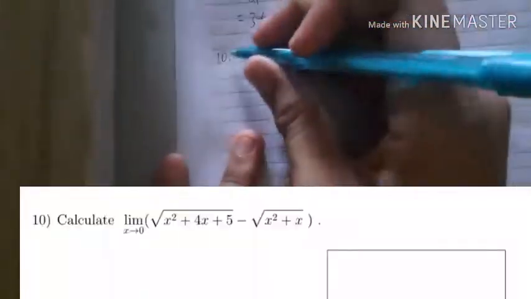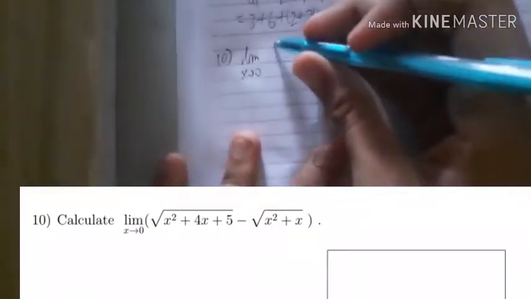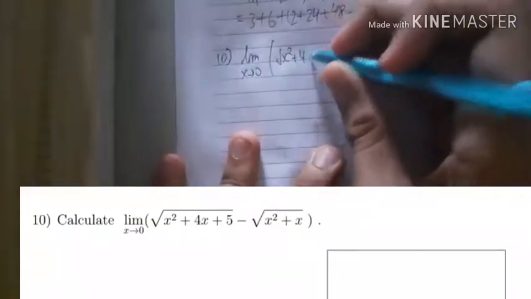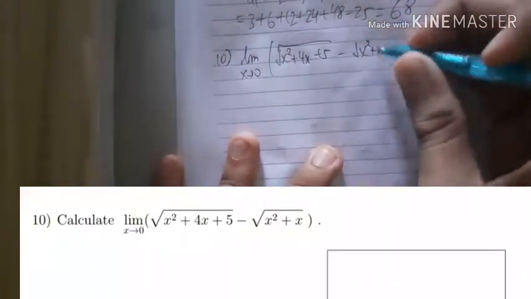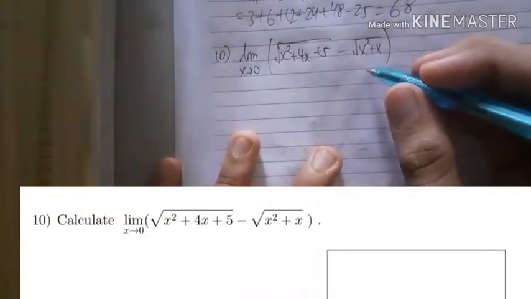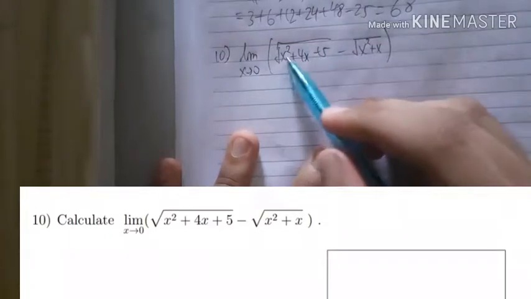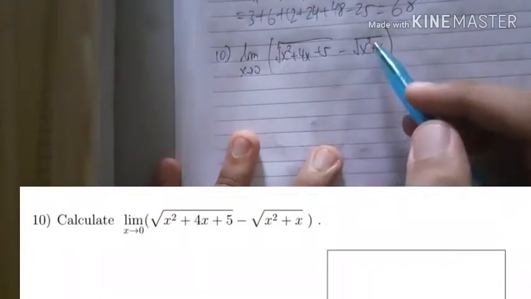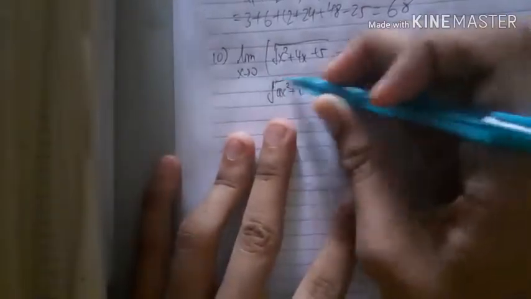And now let's go to limits. Number 10. The limit as x goes to 0 of root of x squared plus 4x plus 5 minus root of x squared plus x. Now how to do this? In a limit of a root of a quadratic minus a root of a quadratic, this is the general form, ax squared plus bx plus c, right?